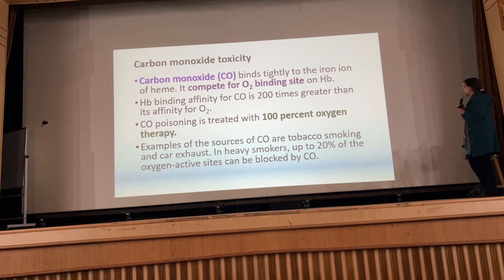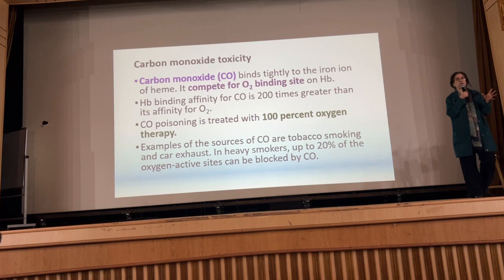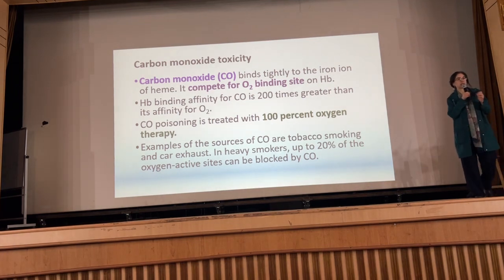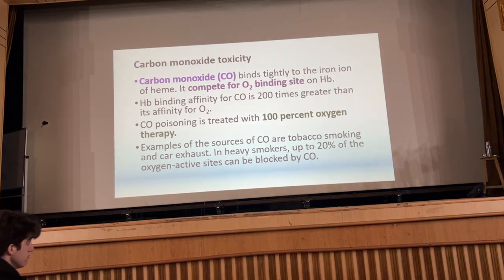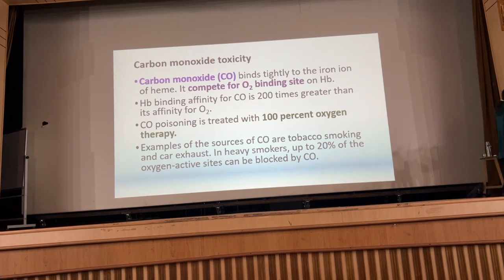The other reason is car exposure, in places like closed garages, where there is no fresh air. And also heavy smokers: it's been found that about 20% of their oxygen active sites are blocked by CO. So, this is for heavy smokers.